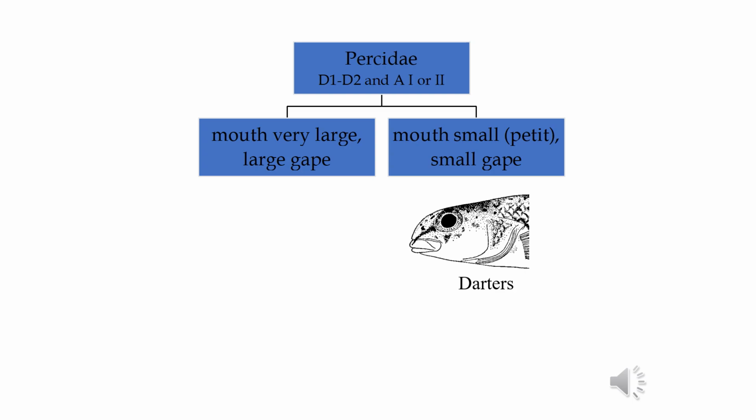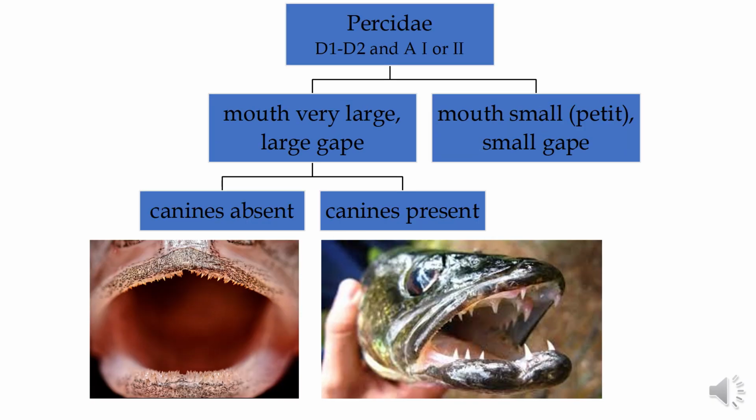If your fish is small and has that petite mouth and a small gape, it will be one of the darters. We'll come back to those in a moment. If your fish has the large mouth and a large gape, check the jaws. Does it have really well-developed, prominent caniform teeth? Or are the canines absent? It'll have bristly little teeth, but not those big chompers. This is predominantly how we're going to make our separation of yellow perch from walleye.